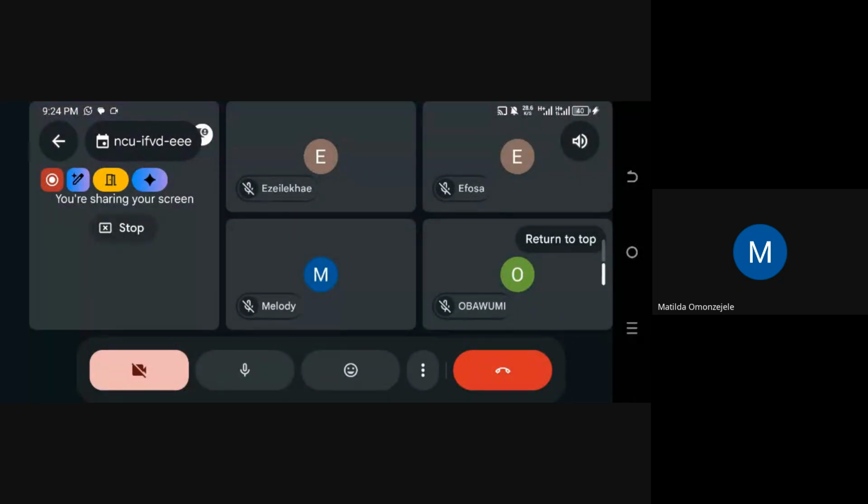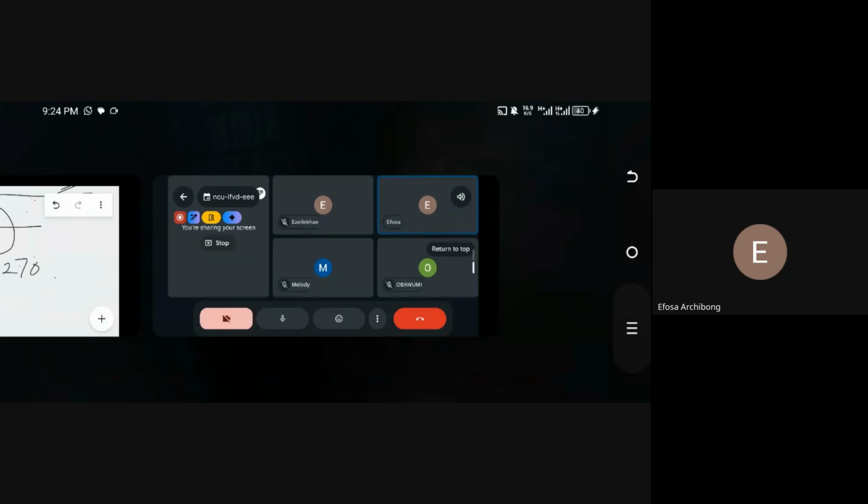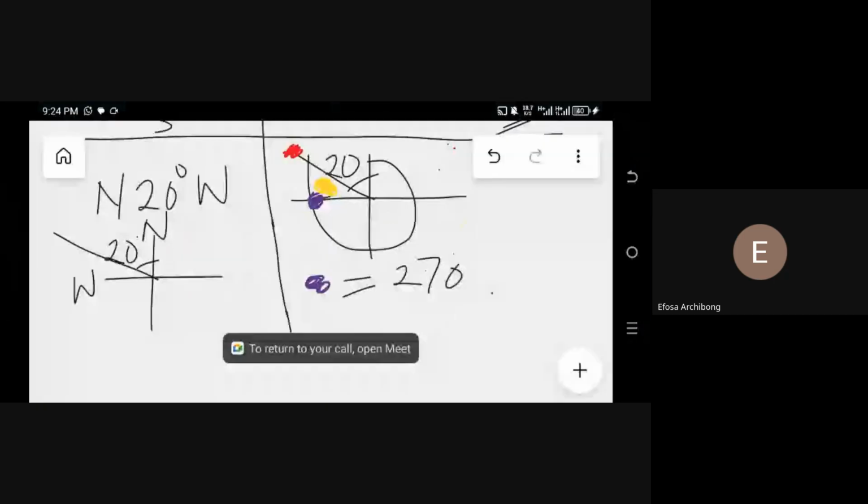So Efosa, or is Efosa the vice principal? Efosa, are you the vice principal? No. Okay. All right. So, Efosa, let's hear from you. Do you think that we have to agree with Matilda that this part marked yellow is 70 degrees? What do you think? Yes, sir. I agree. It's 70 degrees.